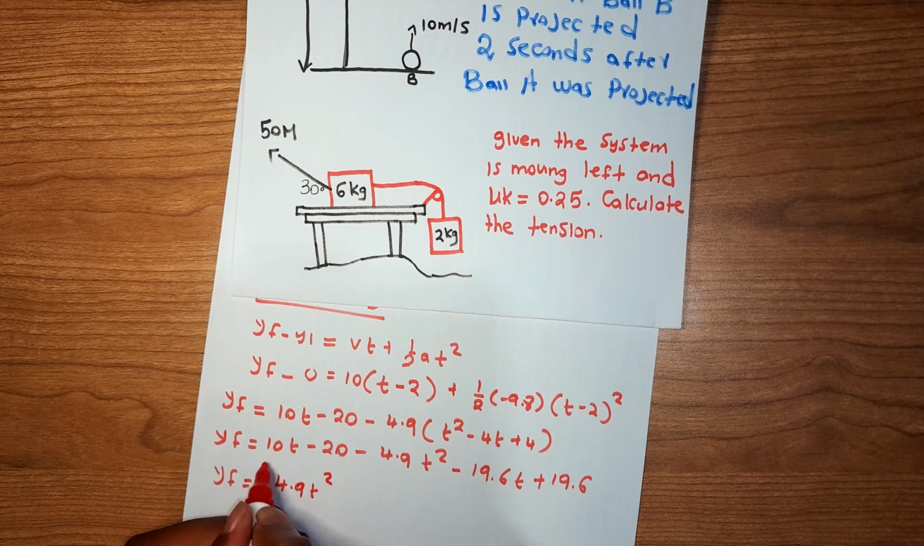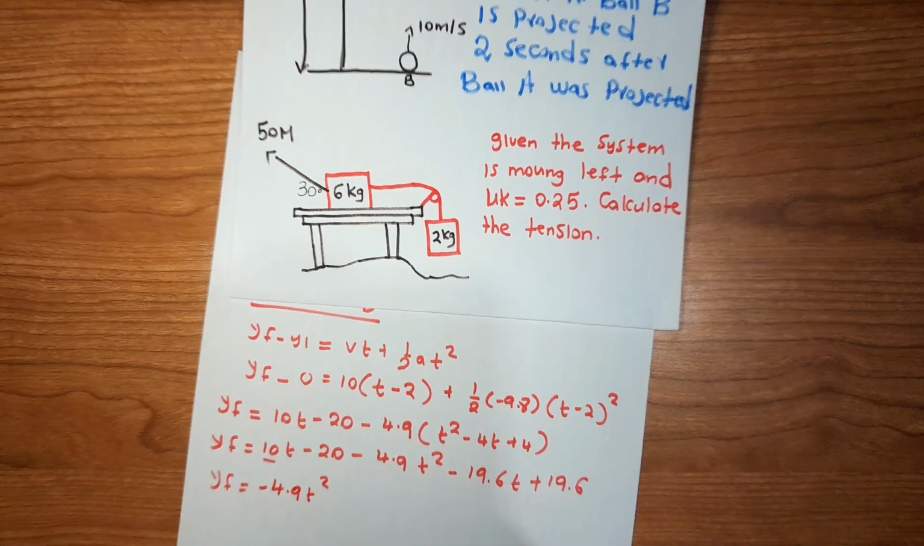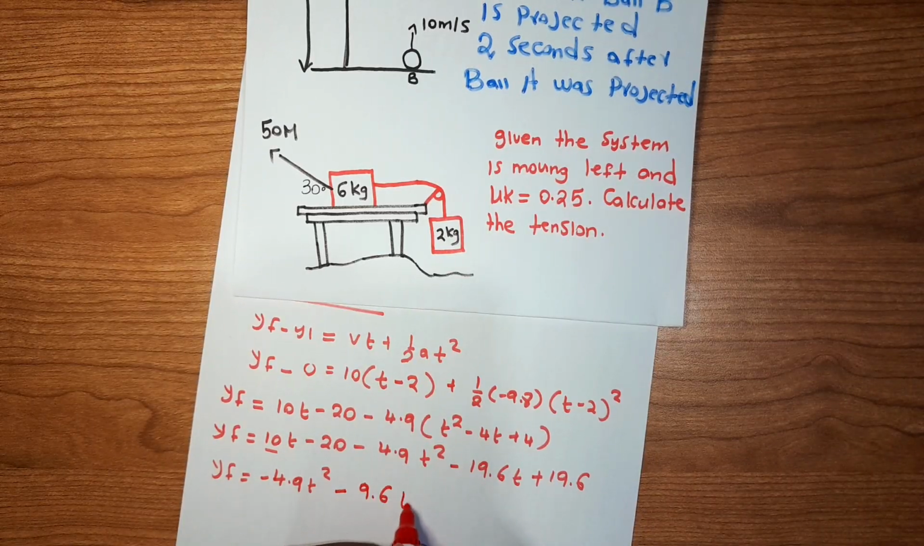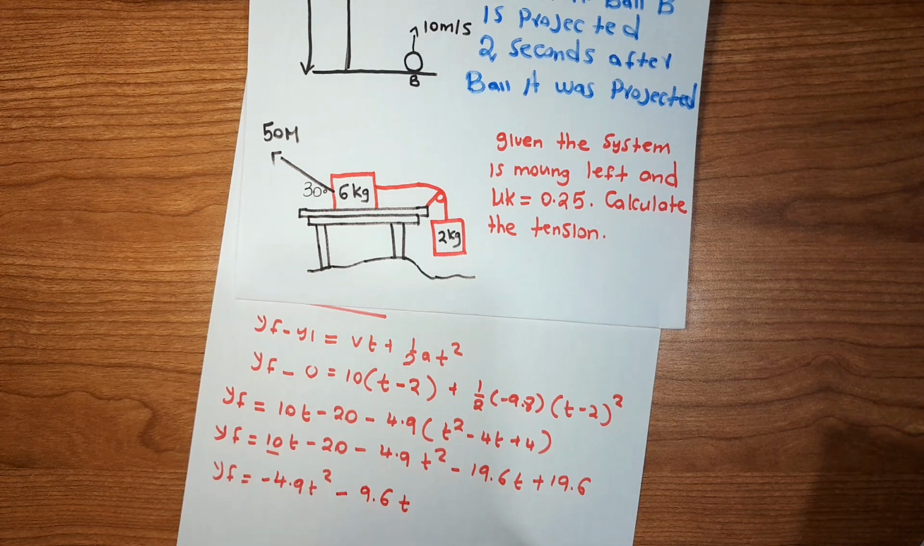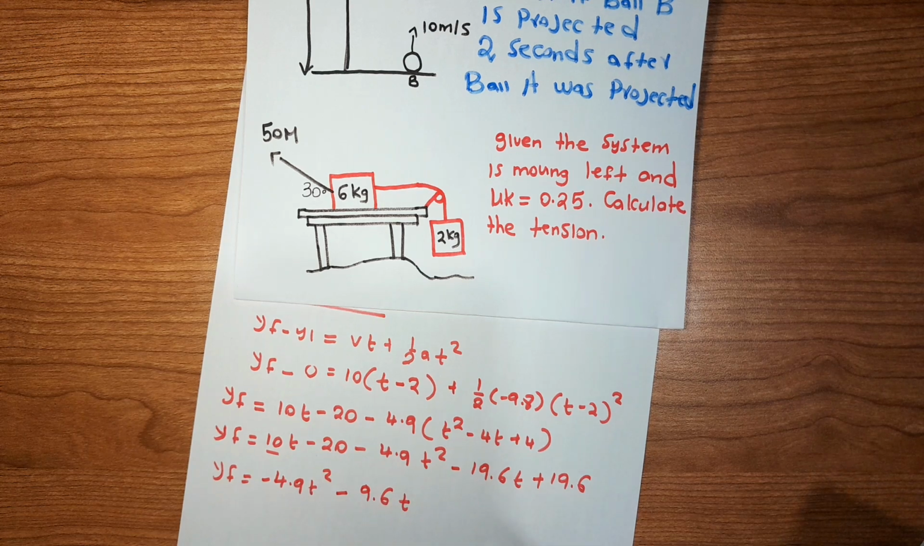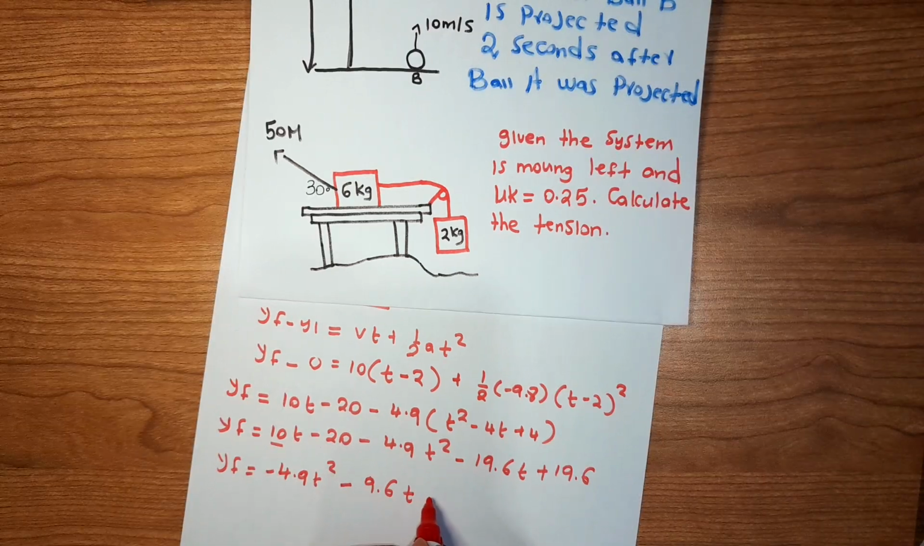So y final equals, I'm just going to put this first, minus 4.9 t squared. I'm now just going to add the like terms. It's going to be 10 minus 19.6, that is just minus 9.6t, and then I'm going to have minus 20 plus 19.6, that is just going to be minus 0.4.